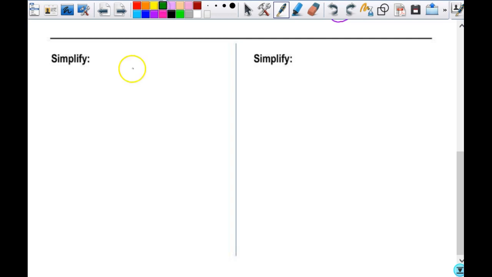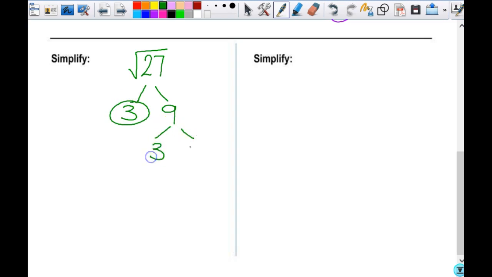All right, so we've got the square root of 27. So we're going to start by doing our factor tree. 2 numbers that multiply to give me 27 are what? Okay, 3 and 9. So 3 and 9 or 9 and 3, doesn't matter. I'm going to circle my 3. It's a prime number. Then 9 is 3 and 3. Okay. So I've just done the factor tree just like we did on 45. Okay. So now we're going to have to use that to help us simplify.